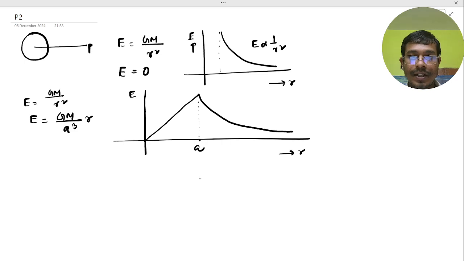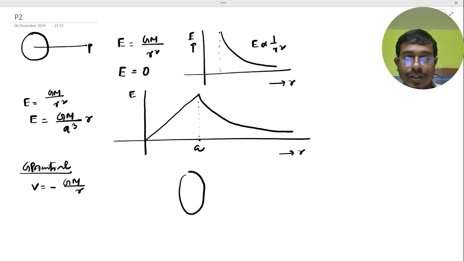Next, the gravitational potential. For a point mass we have the potential minus GM by r. And the potential due to a uniform ring at a point on its axis. This is a ring, we should find the potential at P, at distance R, and this is A and O.